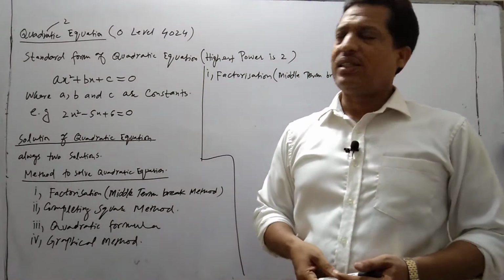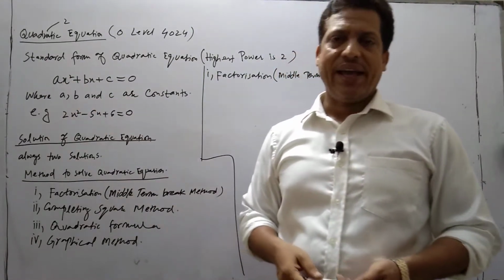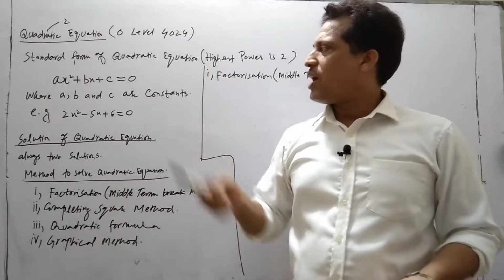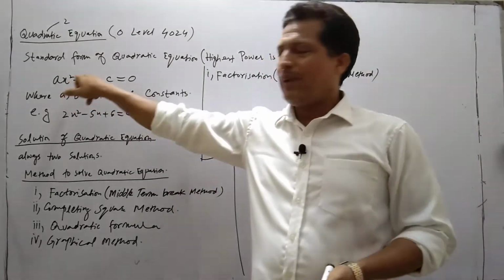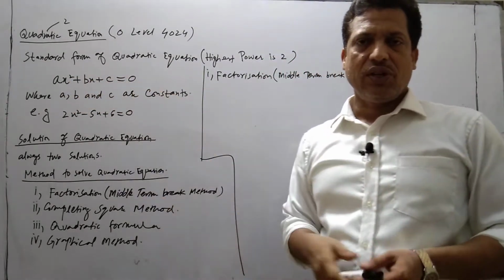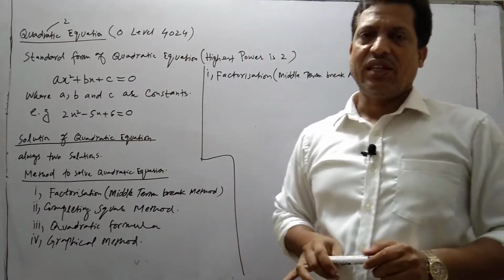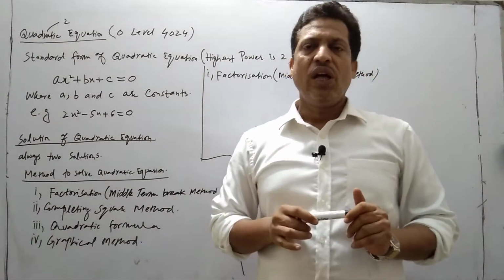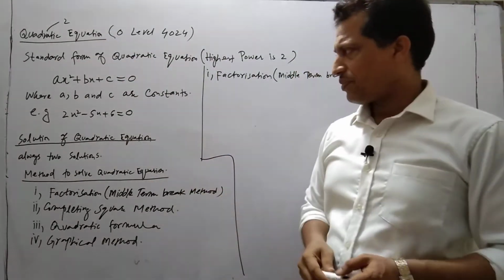It is not necessary that you always see x. Instead of x, you can see ay² + by + c. You can see az² + bz + c = 0. So if you see in any equation that the highest power is 2, then that equation is called a quadratic equation.